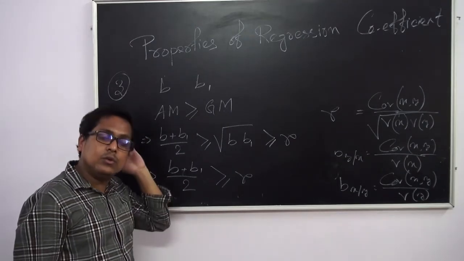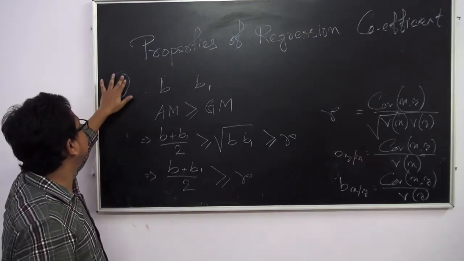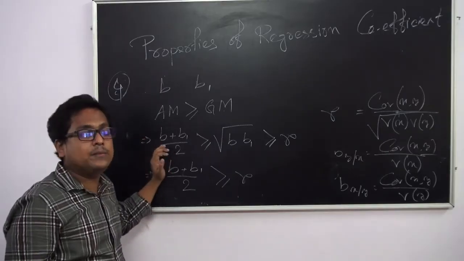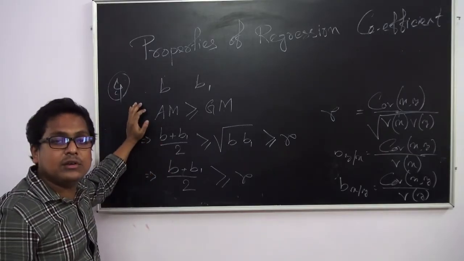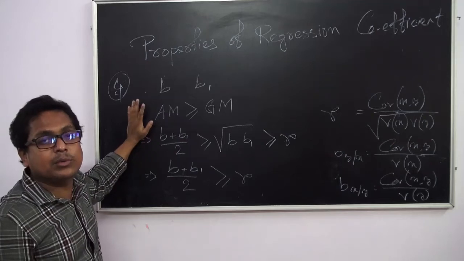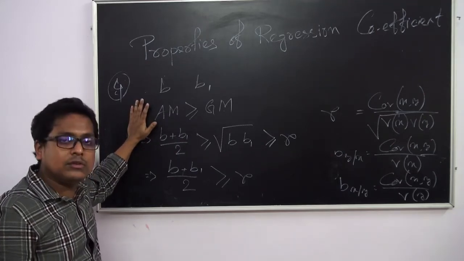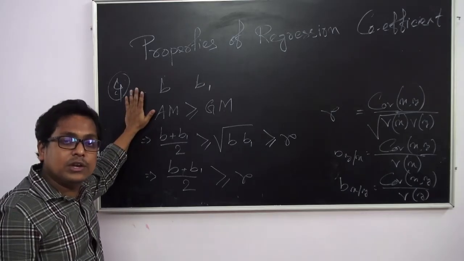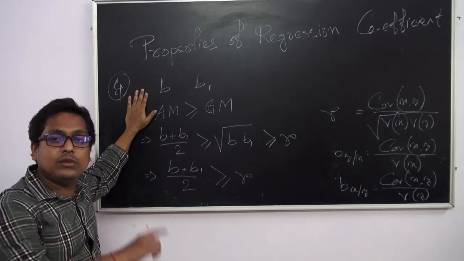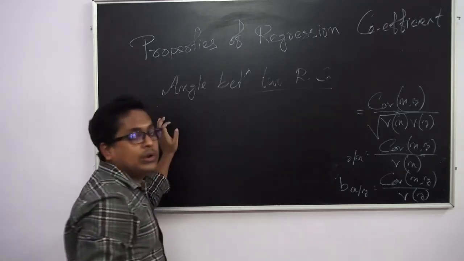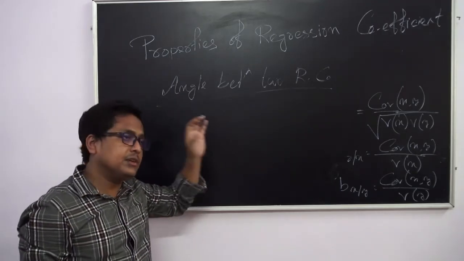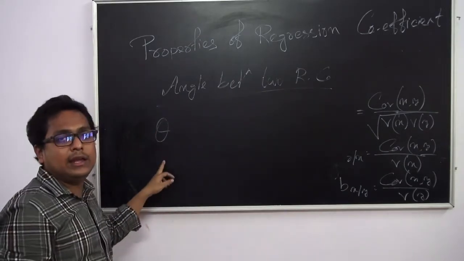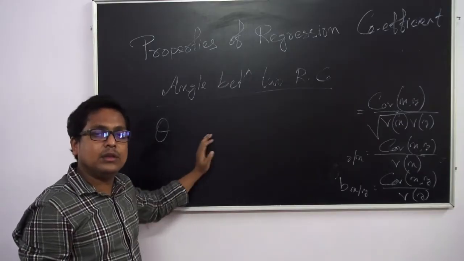Fourth property is that regression coefficients are independent of origin but depend on scale. This property you have to remember. We can prove this one also, but no need. You have to remember that regression coefficients are independent of origin but depend on scale. Now we have to find the angle between the two regression lines. Suppose theta is the angle between the two regression lines.